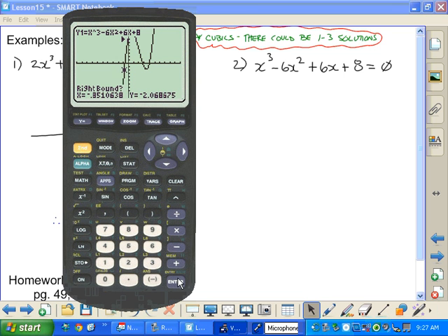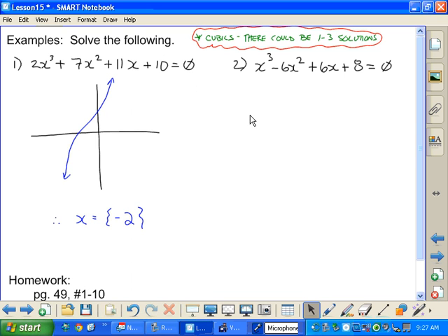So I move to the left, enter. Oops, move it right, enter. And I find the first root is at -0.73. So x equals -0.73.